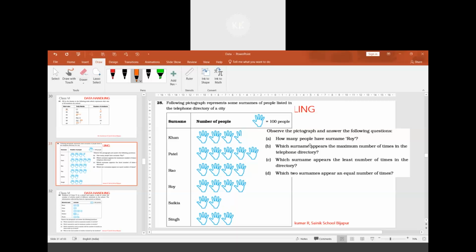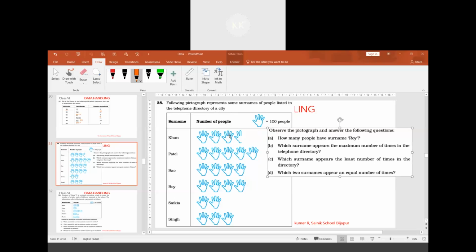Let us look at question number 28. This is a question related to pictograph. The following pictograph represents some surnames of people listed in a telephone directory of a city. If one hand figure indicates 100 people, we need to answer these questions. Let us first identify the first one.